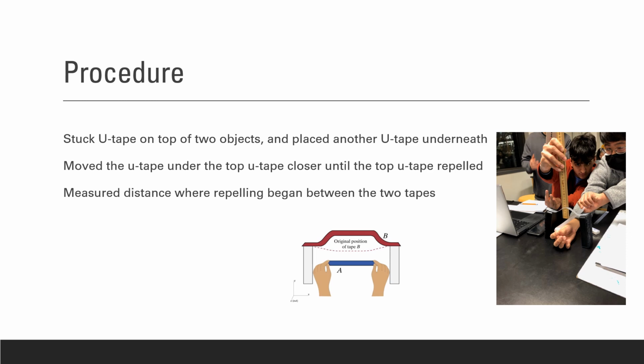The second part of the procedure was to stick a U-tape on top of two objects and then put another piece of tape underneath. And then I moved the bottom piece of tape closer to the top piece of tape until there was some kind of interaction, which is that the pieces of tape actually repelled each other. And then I measured the distance where the repelling began.